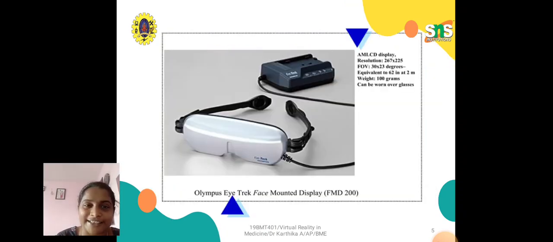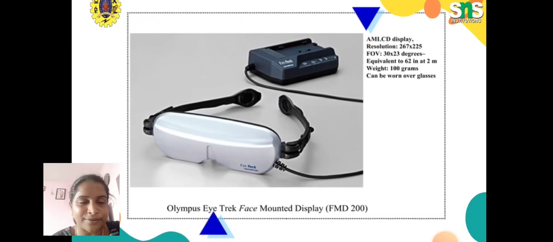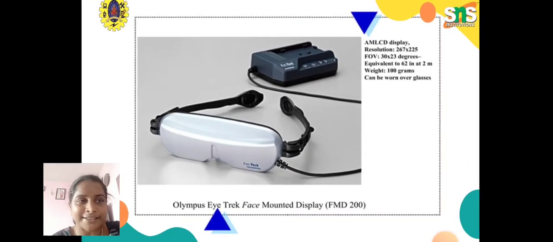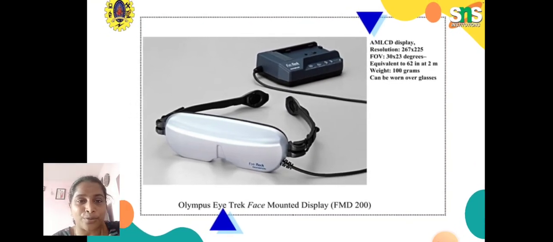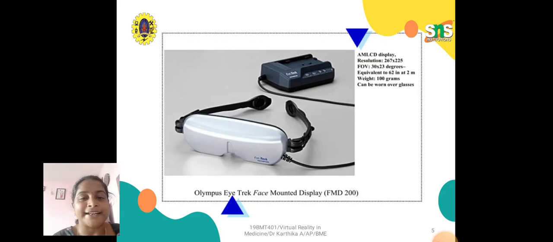Okay, this is our example, the Olympus Eye-Trek face mounted display. See here how it looks. The weight of this particular device is 100 grams and it can be worn over glasses. It is not normal glasses. It is a VR glass which can be worn over our normal glasses, normal specs.